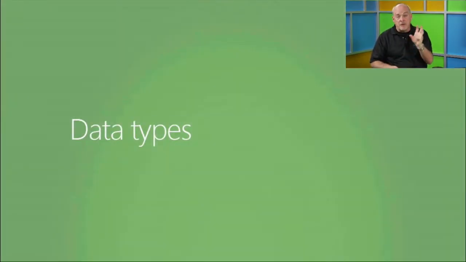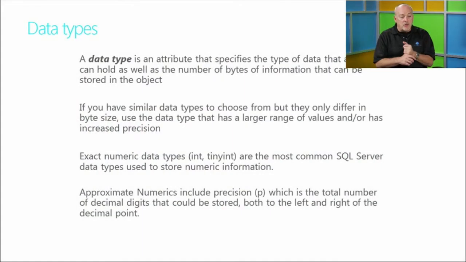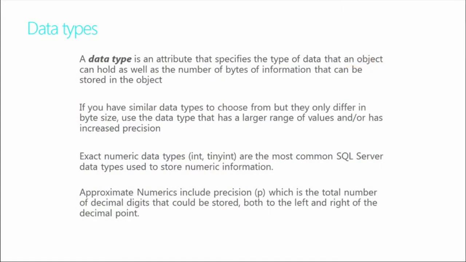So data types is going to be our first category that we're going to talk about. And we're going to begin with an understanding of what that is. We've talked about rows and we've talked about columns. Well, the columns are what we assign a data type to, which identifies the type of data that's going to be allowed or stored in that particular column. There might be a couple of different data types that are similar. The idea is to use the data type that has a larger range of values, to have a better chance of increased precision and to make sure that you don't have an overflow error by not having a data type large enough to store the content.